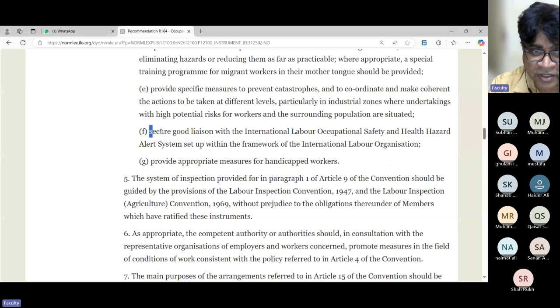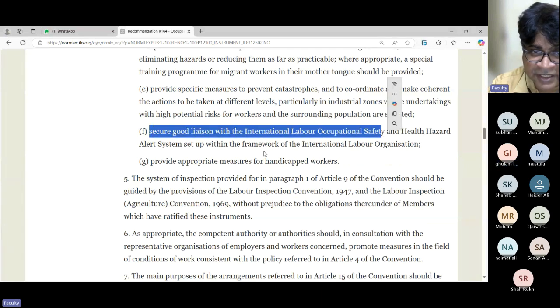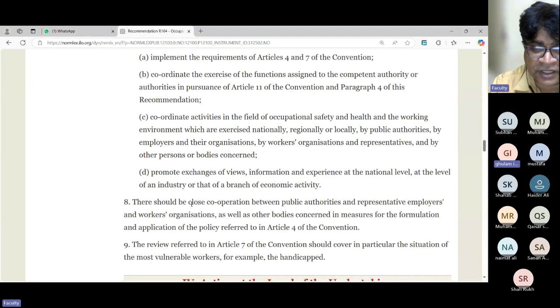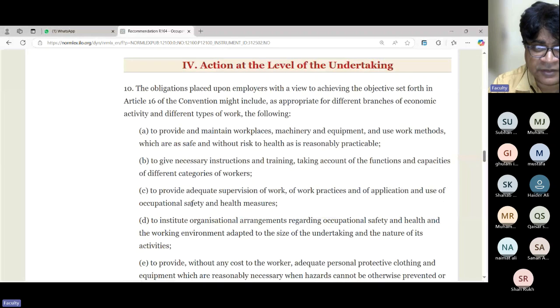Secure good liaison with international ILO and health hazard alert system. Provide appropriate measures for handicapped workers. So those are the responsibilities of the government.